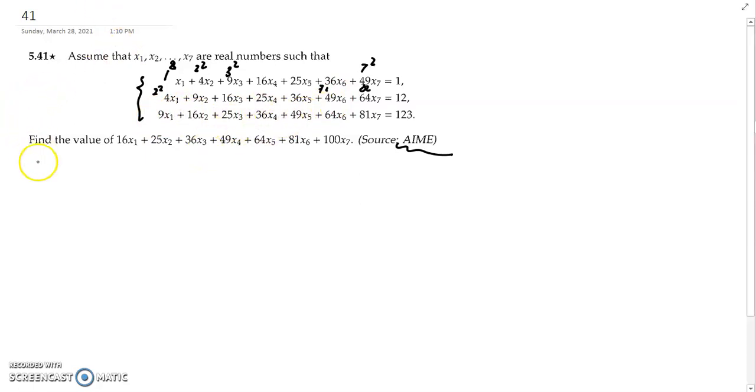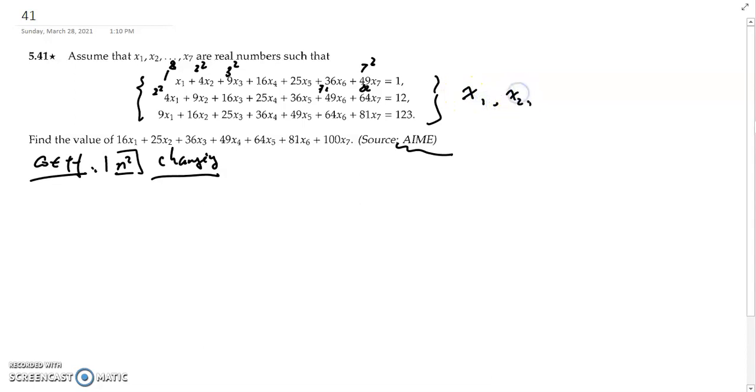We can see the coefficients are n square, right? It's changing. But over these three equations, we can see the constants are x1, x2, up to x7, right? Basically, it looks like it's unknown, but it's a constant over the three equations.